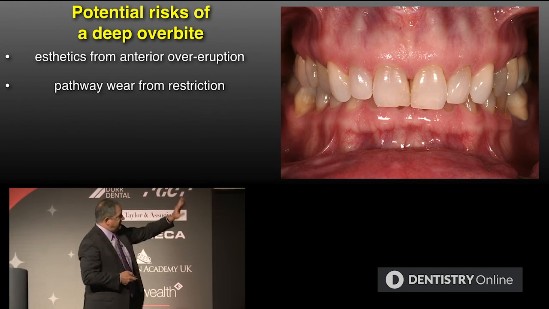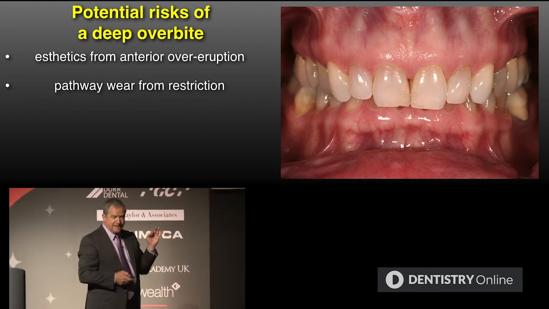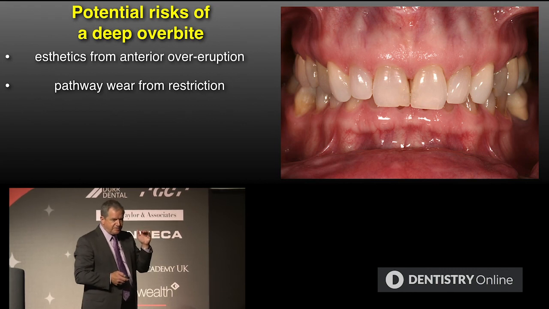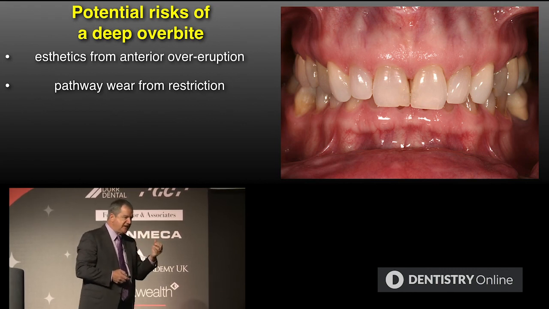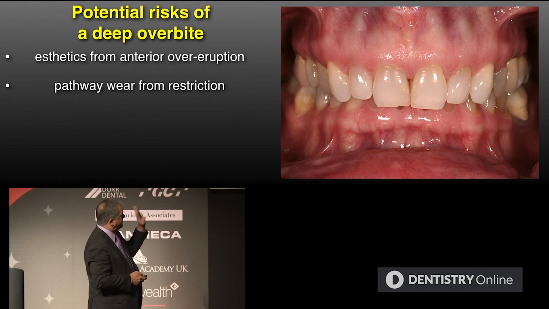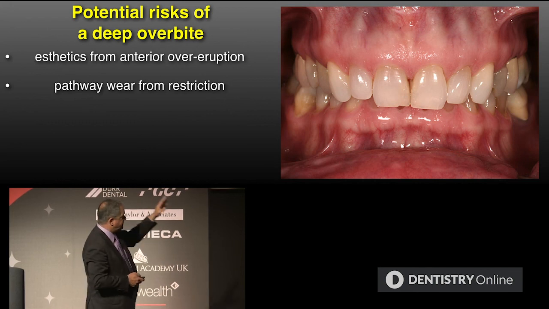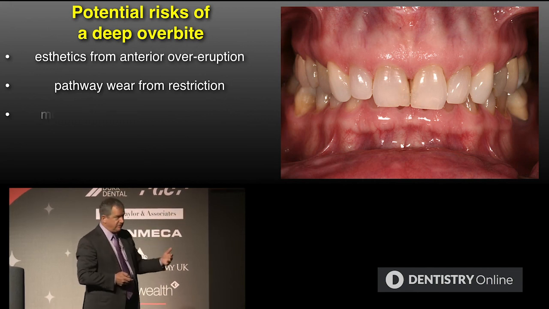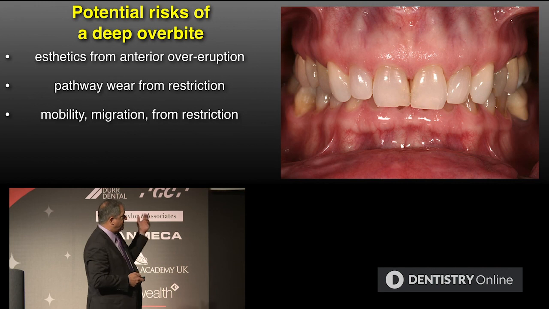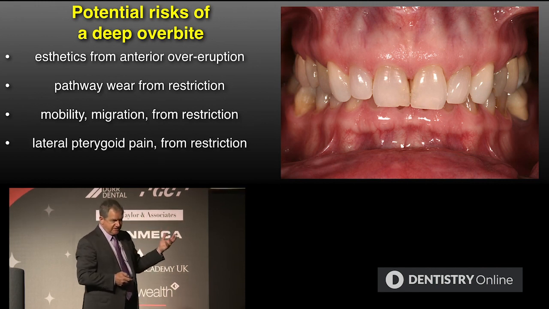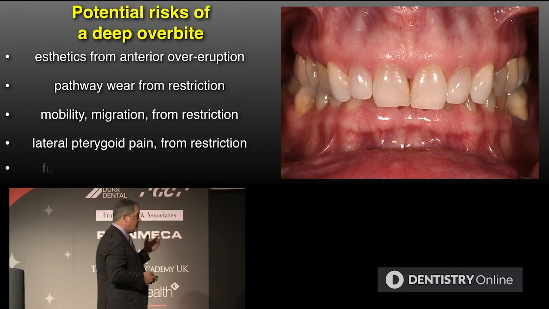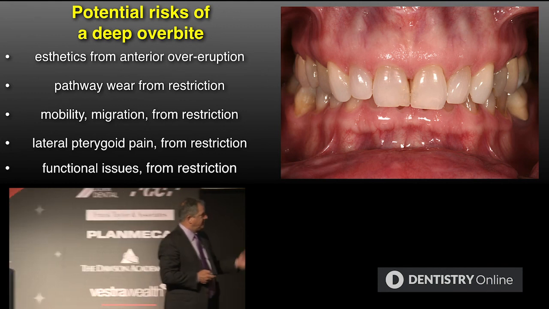So now you take this patient. She doesn't like her smile. She's got a little bit of a gummy smile. The anterior teeth are hanging down. Some of the risks of a deep overbite. Aesthetics is a big one because of over-eruption. Some people get pathway wear because they get restricted. Some people get mobility or migration because of the restriction. Some people get lateral pterygoid pain.